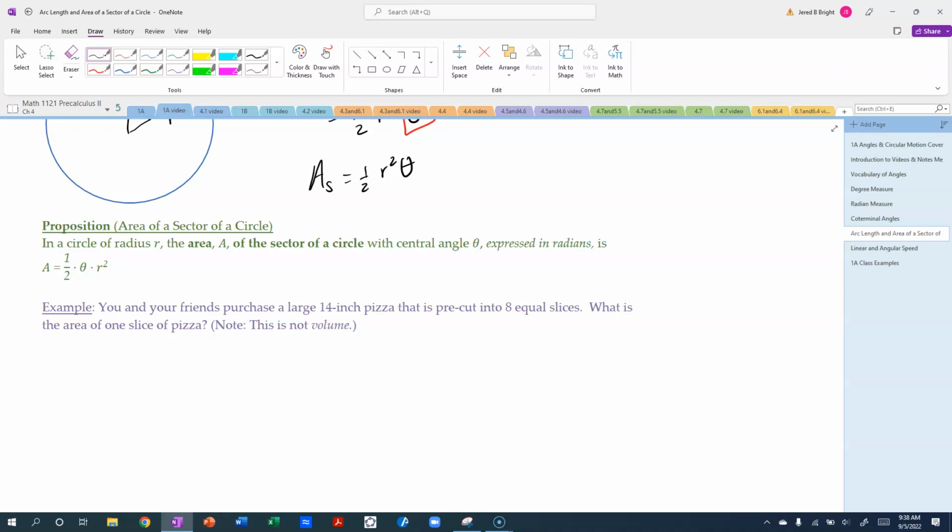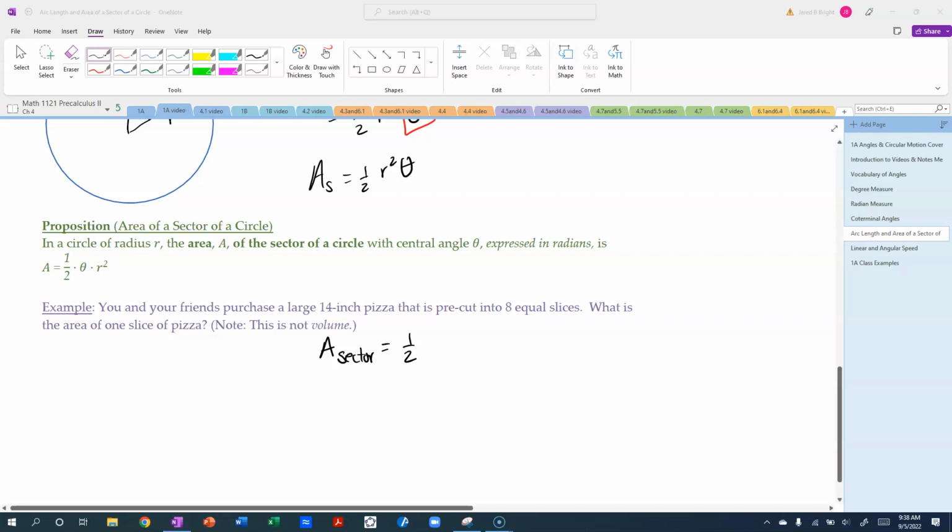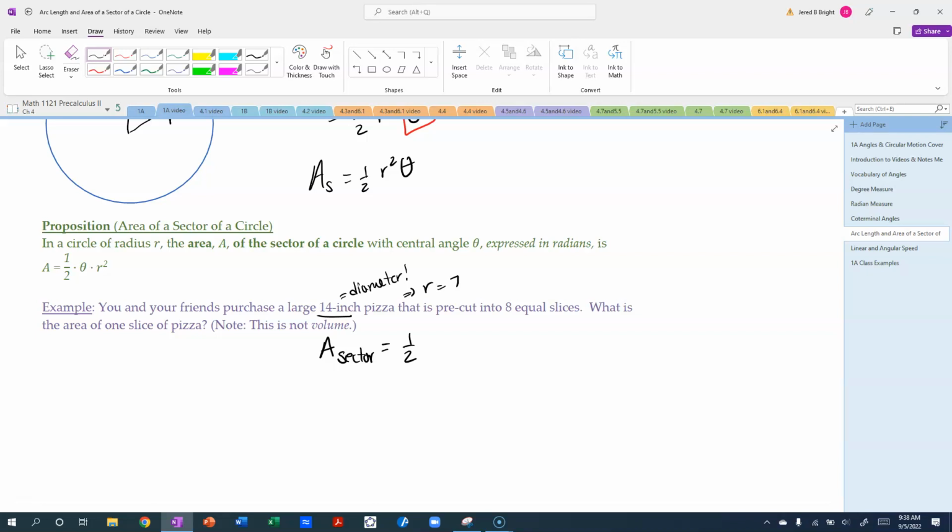So you can certainly draw a diagram. I'm actually just going to go ahead and write with the formula. Area of a sector is equal to 1/2, and then R. So 14 inches is the diameter, right? So then R is 7. So I'm going to do 7 squared. Okay. And now I need theta.